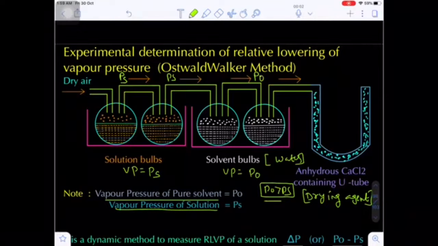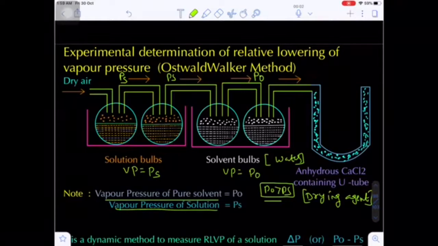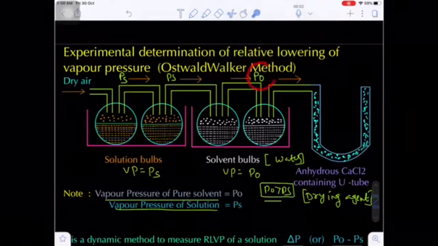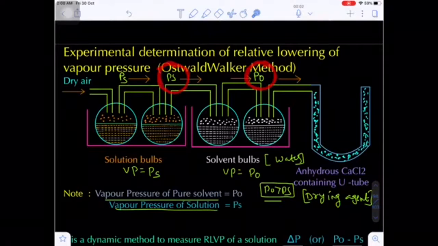Obviously P0. When the dry air along with the vapor is passed from the solution bulb to the solvent bulb and from the solvent to the U-tube, what happens? There is a further decrease in the weight of the solvent bulb. The decrease in the weight of a solvent bulb, what can I consider here? P0 minus PS, because P0 value will be higher and PS value will be lower. Are you getting my point?